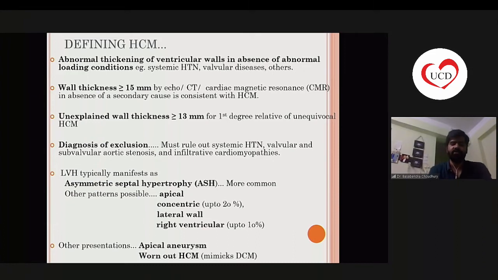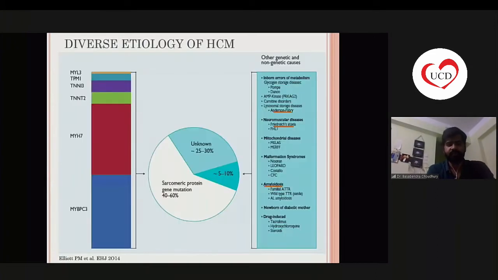So the various forms are there. Asymmetrical septal hypertrophy is more common. However, apical hypertrophy, concentric hypertrophy, lateral wall, right ventricular involvement, apical aneurysm, and burnt out HCM are also not so uncommon. Next slide. So we look at the etiology.